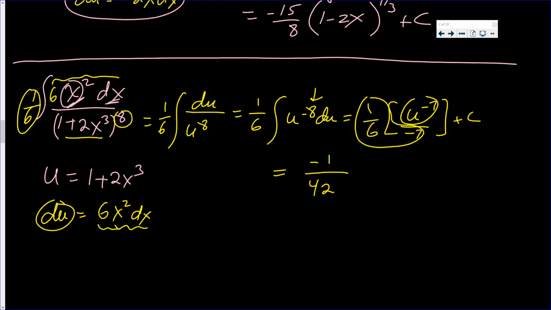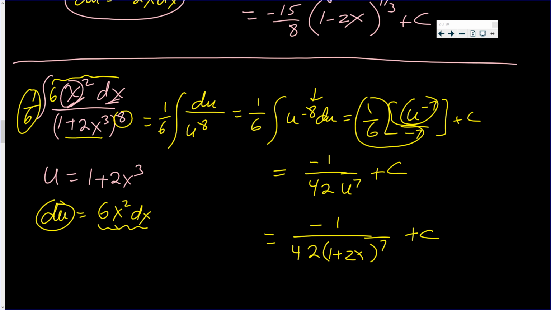But I'd rather have that in the bottom. So I'll divide by that and change the sign. Plus c. So the final answer is -1 over 42 times u to the 7th plus c. And u is 1 plus 2x cubed. And that's done. This killed off another problem.